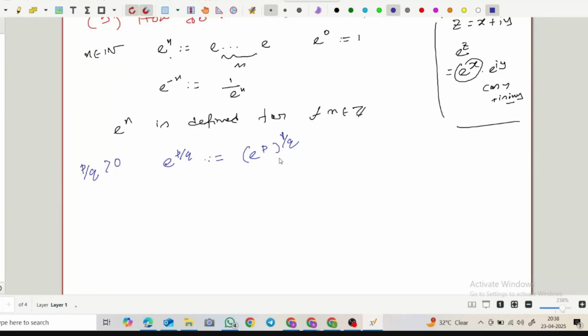Yes, sir. But the problem is, again, how do you know the qth root of e to the power p exists? Who told you that the qth root of a positive number even exists?